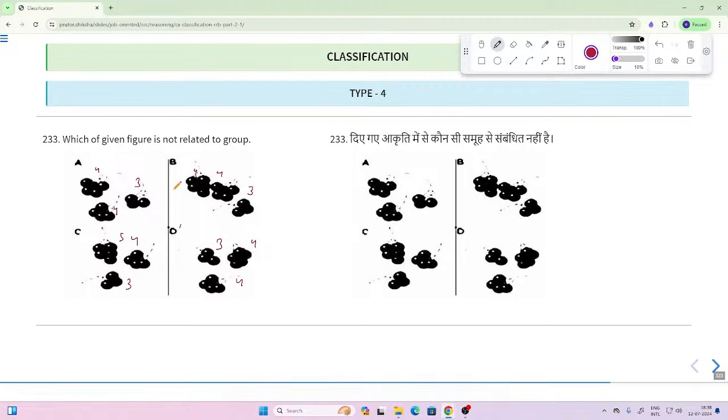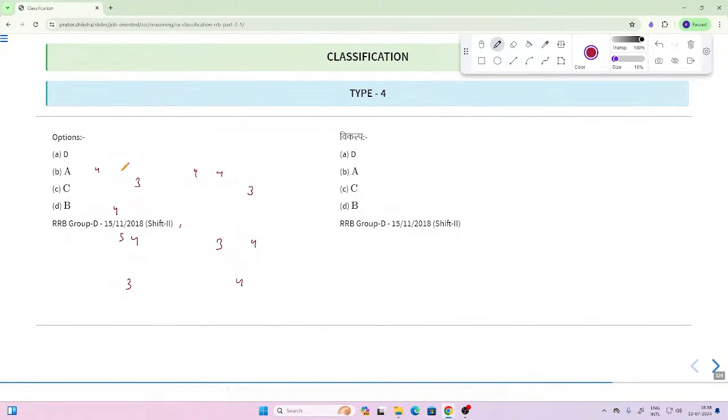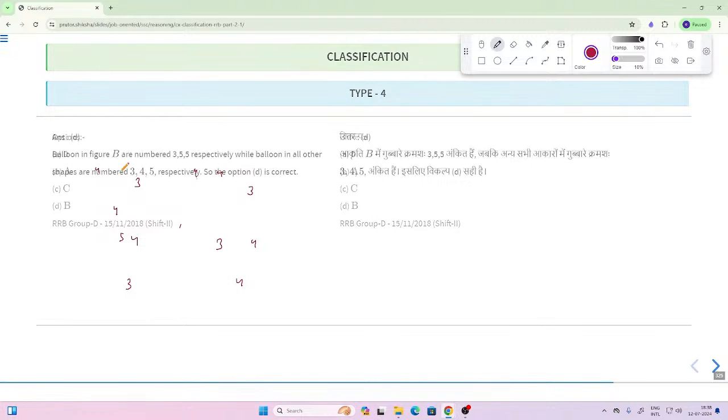I think in these figures, only option C has 5, 4, 3 as its count. But in A, B, D, it has 4, 3, 4, 4 balloons. Hence, C is the odd one out. Option C is the odd one out.